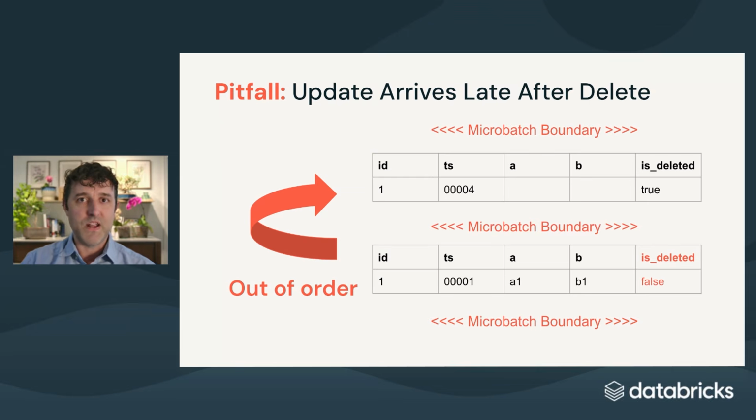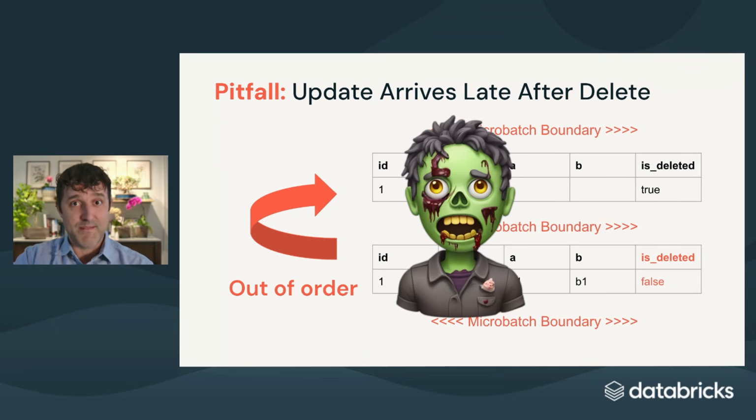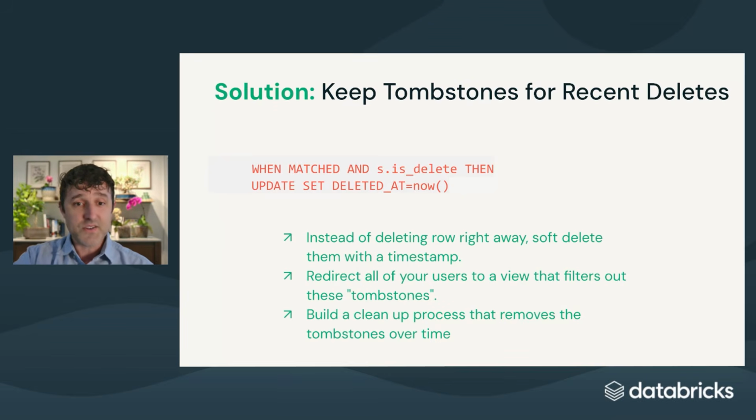What happens if an update arrives late after a delete? We no longer have that timestamp that we stored because we actually deleted the row from the table. And the result is a zombie row, meaning a row still lives in the table even though it's supposed to have been removed. And the solution starts to get pretty complicated.